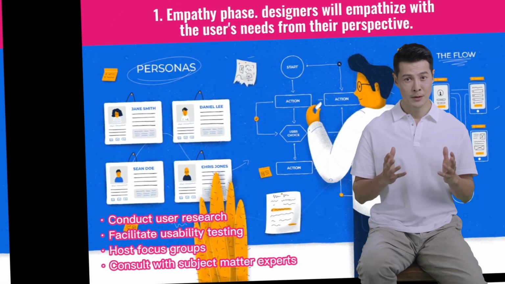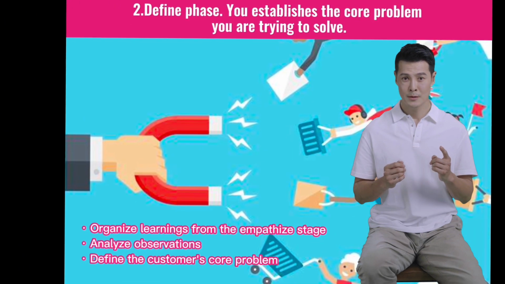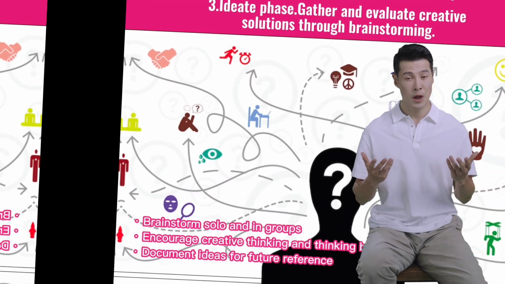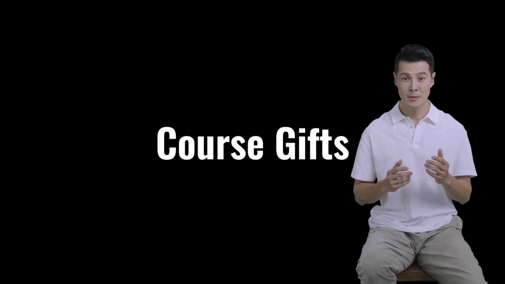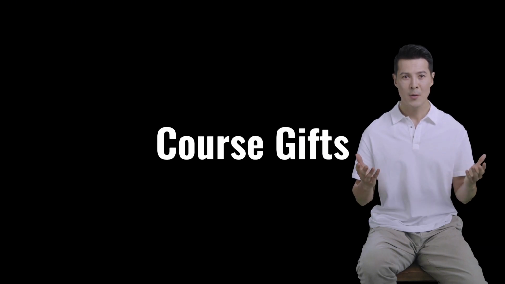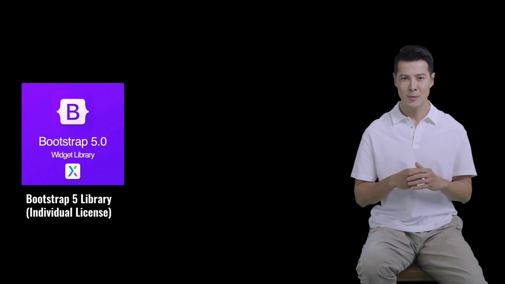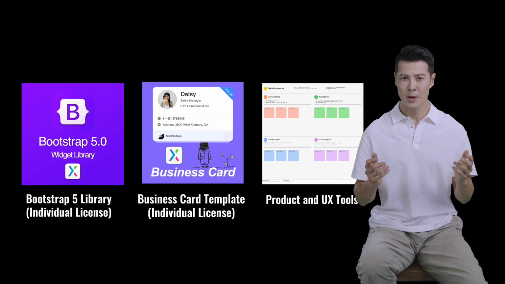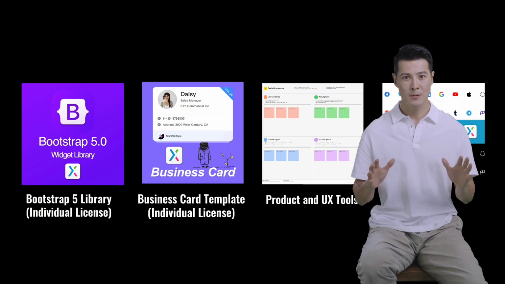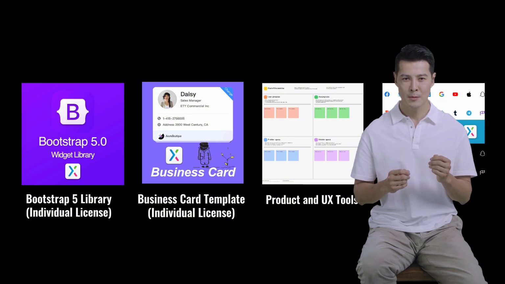In the UX Design section, you'll gain essential skills in user research, the UX design process, information architecture, and UI specifications. When you enroll, you'll receive valuable resources like a Bootstrap 5 widget library, a business card app template, and various product and UX tools with icon sets. These resources will not only enhance your learning but can be applied directly to your projects.